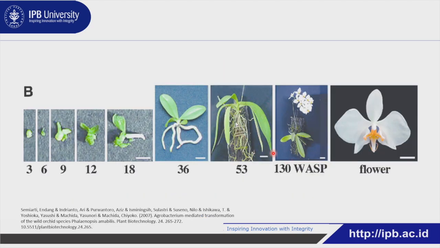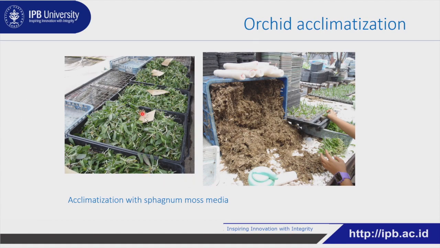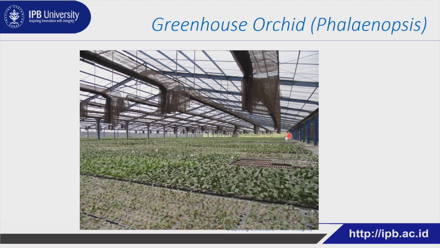And this is the example of the development of the PLB. This is from 3 weeks, and then after that we can produce even the flowers. But of course after acclimatization. So once the PLBs are big enough, we can do the acclimatization. Usually we use sphagnum moss media like this, and after that we put it in the greenhouse like this. This is the Indonesian situation, if I'm not mistaken.